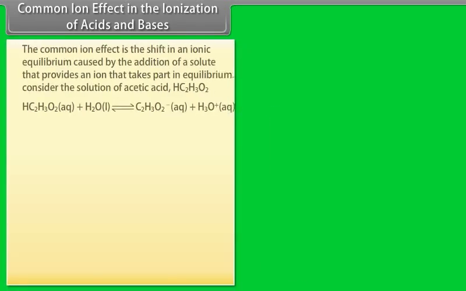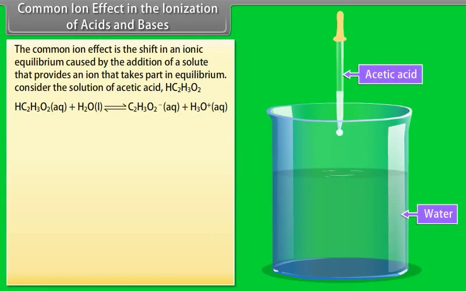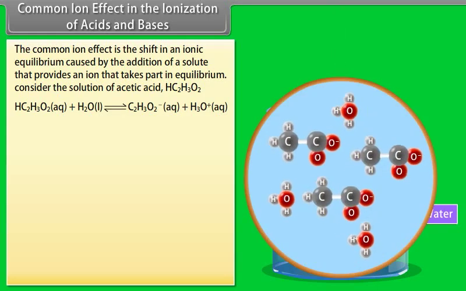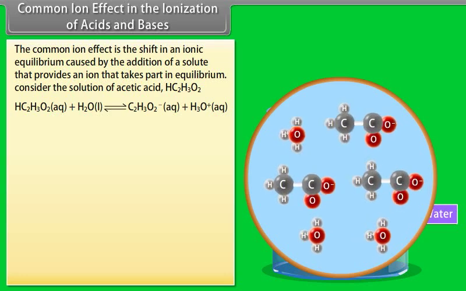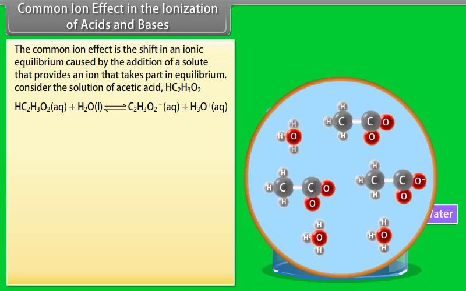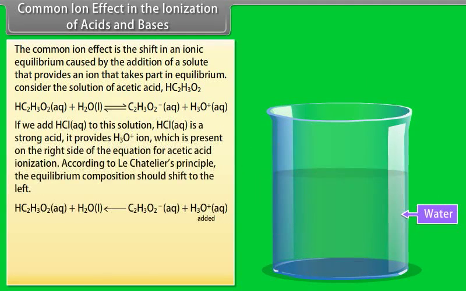Common ion effect in the ionization of acids and bases. The common ion effect is the shift in an ionic equilibrium caused by the addition of a solute that provides an ion that takes part in the equilibrium. Consider the solution of acetic acid, HC2H3O2. If we add aqueous HCl to this solution, HCl is a strong acid.